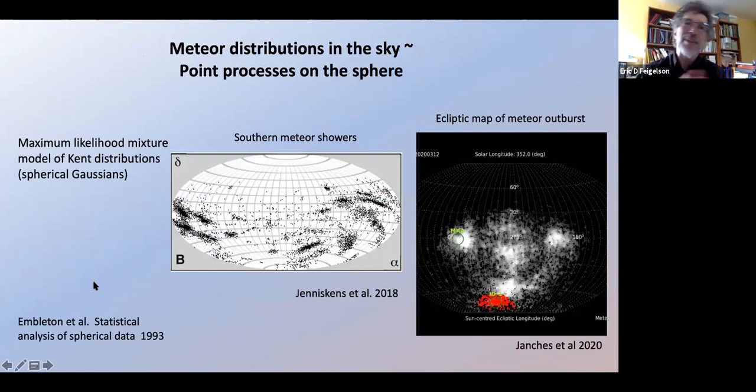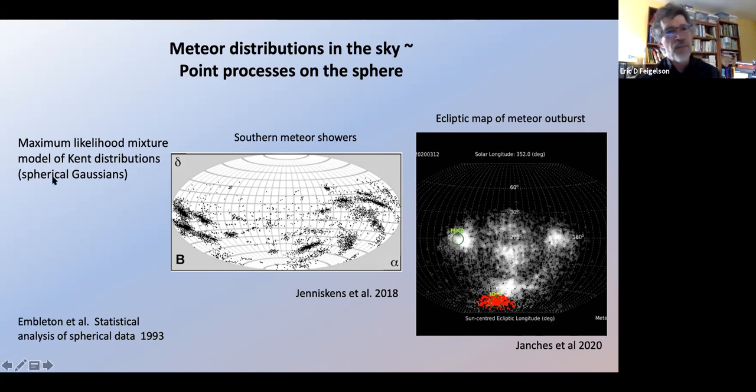My next slide is similar, but this time it's on a sphere. And spherical statistics is not very common. It's done sometimes in statistics. There's only one book, somewhat old, that covers the methodology.